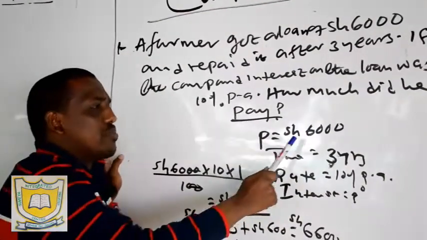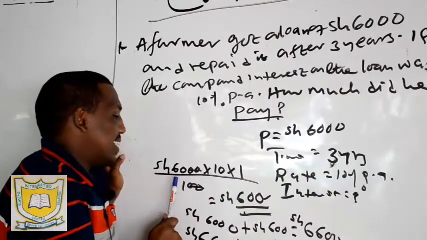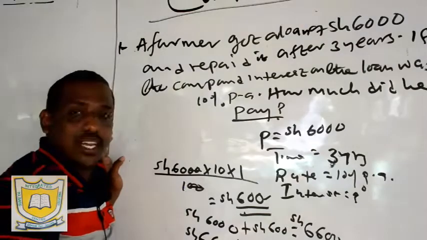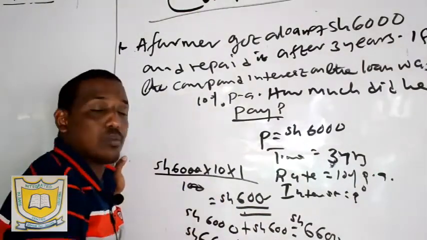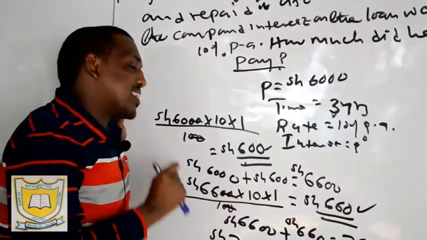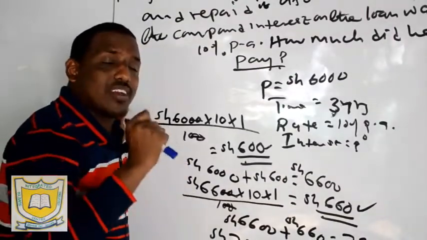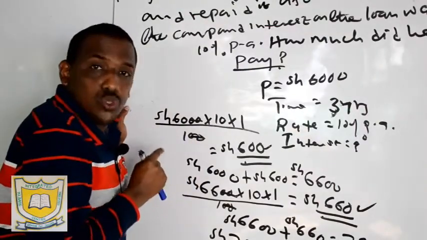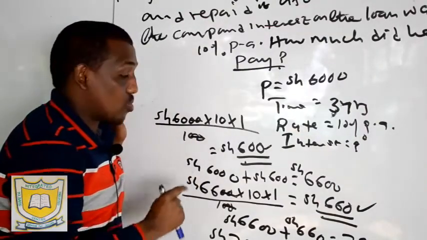So now you come here, we say for the first year, principal times rate times time over 100. 6,000 times 10 times 1 over 100, you will get 600. You put it somewhere. That is the interest of the first year. You proceed now to the second year, and you must find the principal of the second year. You cannot use the initial principal that you've already used.